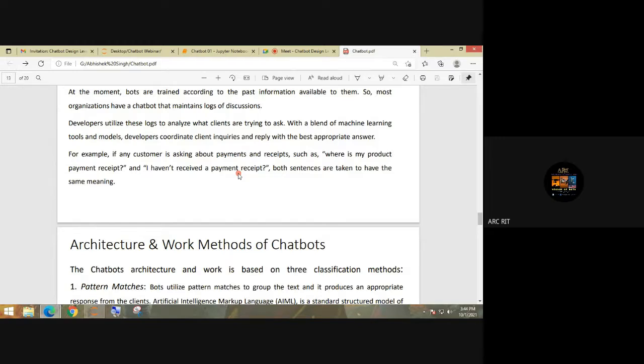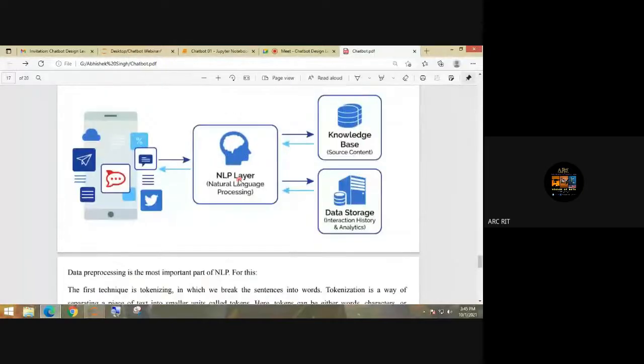Maybe I have very good English, good grammar and writing skills. I will use a capital W here. I will use a question mark. I'll use proper commas and full stops. But what is the purpose of that? I am simply asking a question. And suppose I am angry, I don't have time to put all those commas and full stops. I just ask, I haven't received the payment receipt. No question mark. Then the chatbot should understand that, okay, the meaning is the same, irrespective of any punctuation. That is the purpose of tokenization.